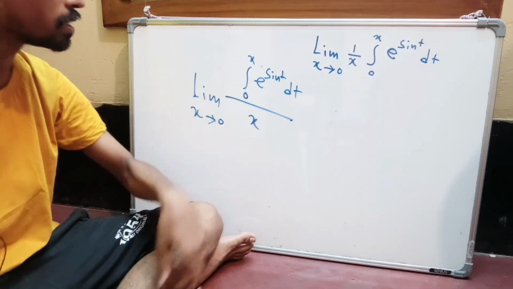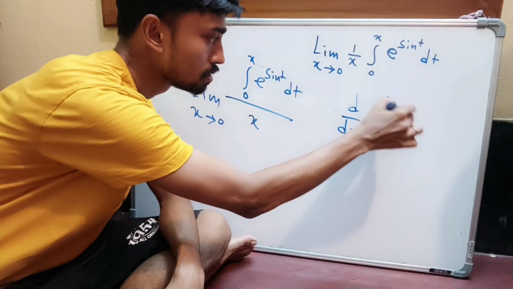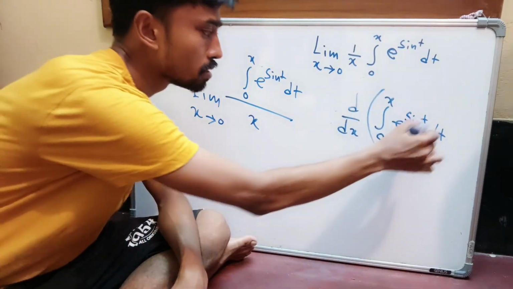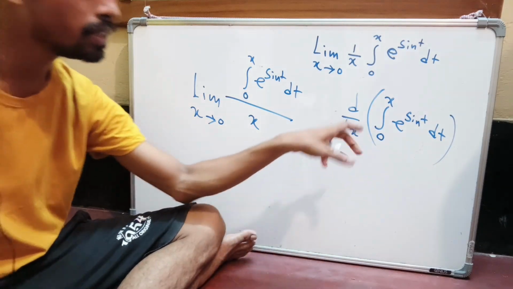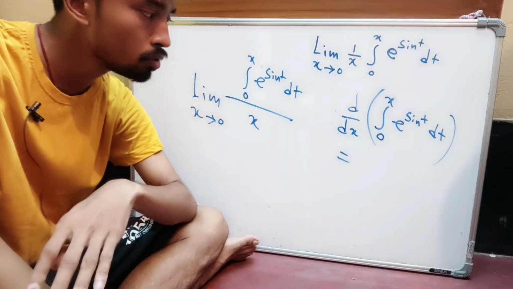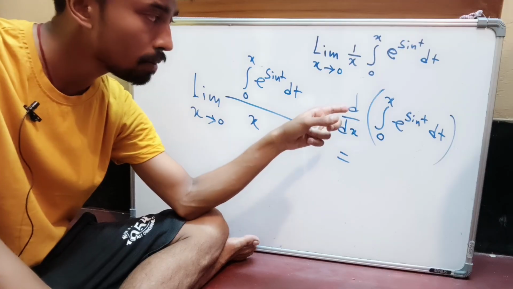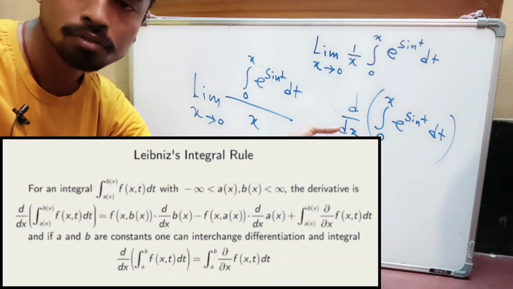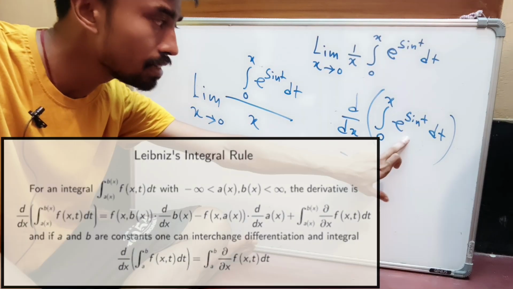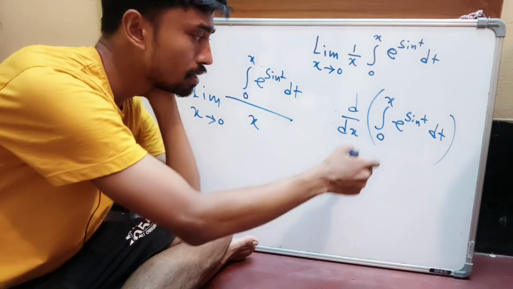In the upper part we have to do d/dx of the integral from 0 to x. The upper limit is x and the lower limit is 0. The lower limit is constant, so we don't bother about it. We only concentrate on the upper limit, which is simply x. And also you can see that in the integrand there is no x, so it becomes very easy. We can directly differentiate in that way.